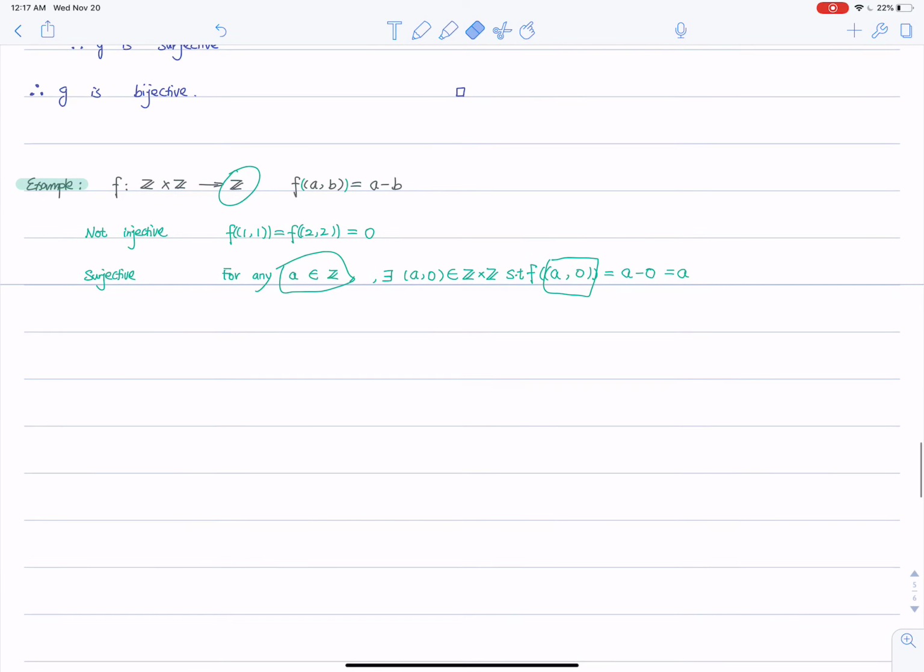A lot of the time, if you fix one variable, in this case we fixed b to 0, you can fix a to be 0 as well. It doesn't really matter, just fix something and you'll see. So a lot of the time when you see two variables, you can fix one variable and see what happens next. Anyway, that is the end of my video.